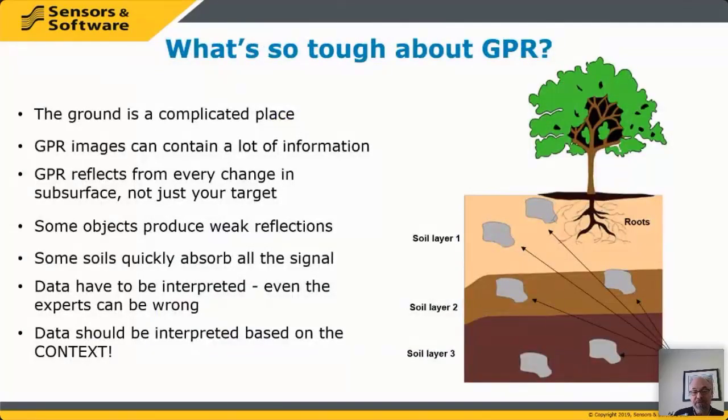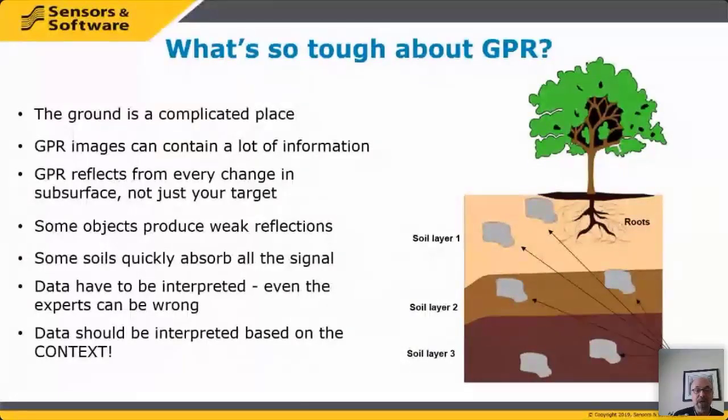Okay, so what's the tough thing about GPR? The ground is a complicated place. There's a lot going on in the ground. And therefore, because GPR is sensitive to every change in the subsurface, you can get a lot of information in your image. There's a lot to look at.